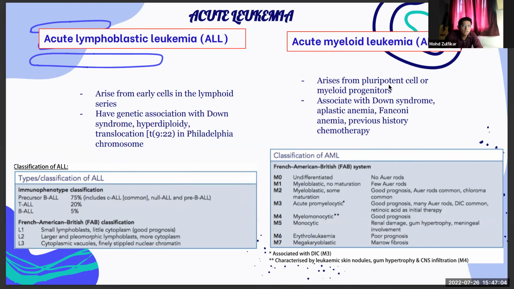The last important type of AML is the M5. M5 will present with gum infiltration, so the patient might present with gingival hyperplasia. So that's a little bit of what we need to know about the classification of ALL and AML. So next slide.